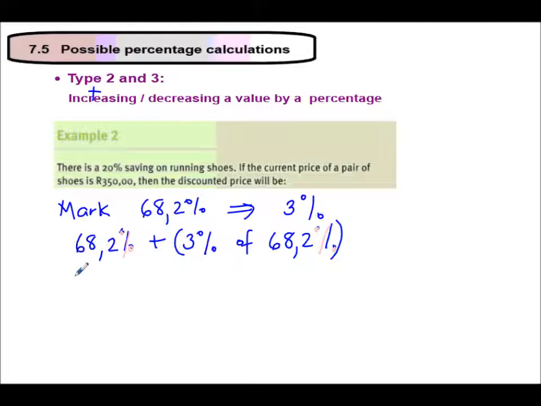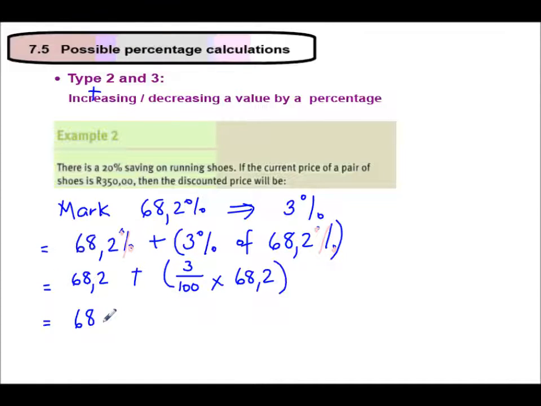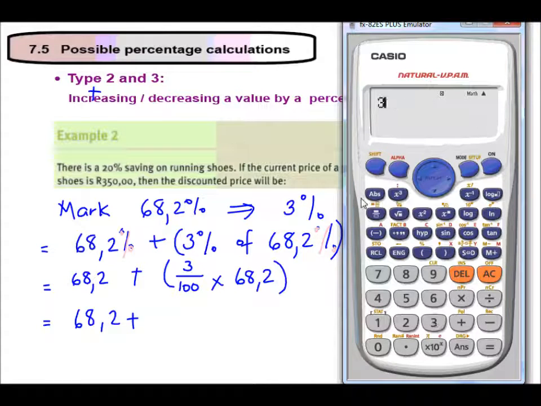So we're going to say 68.2, the mark, plus 3% is 3 out of 100 times 68.2. Right, so we're going to have 68.2 plus 3 out of 100 multiplied by 68.2 equals 2.046.